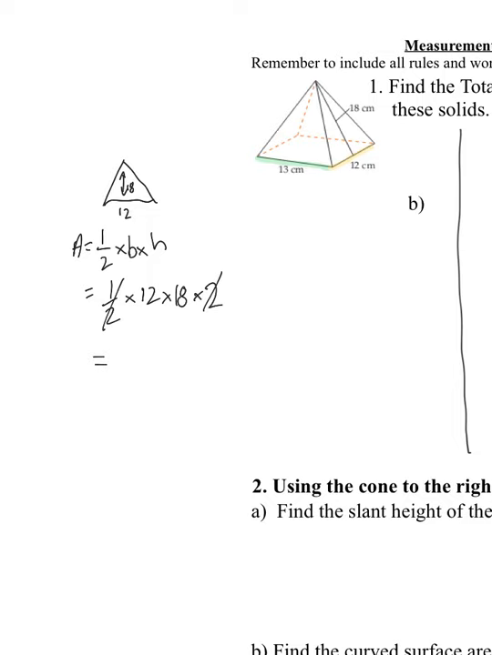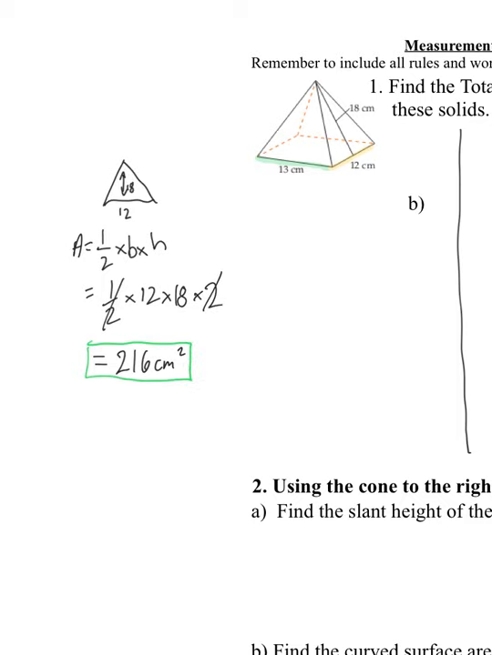Which I've got as 216. That's going to be centimetres squared. So that's our 2 triangles.